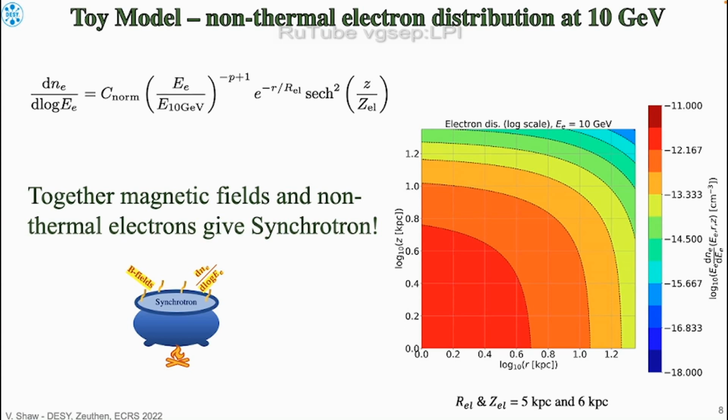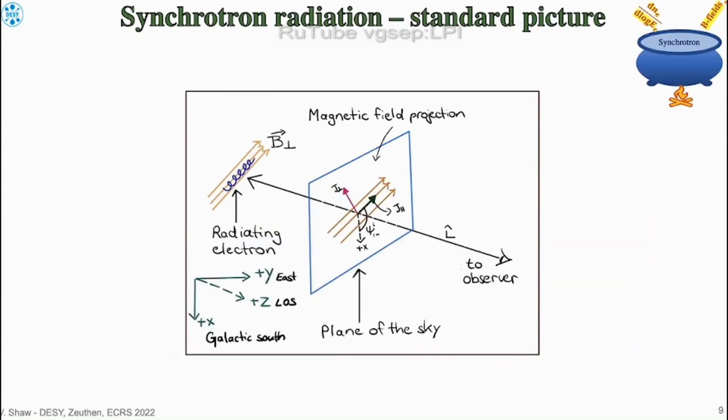So now we have all the ingredients. What do we look at? We look at synchrotron radiation. This is a very standard picture of polarized synchrotron emission, which most of us have seen, probably from Rybicki and Lightman. So you have magnetic fields and a distribution of electrons. And of course, you always see a projection of your emission. So that's the plane of the sky, and you see the projection in this way.